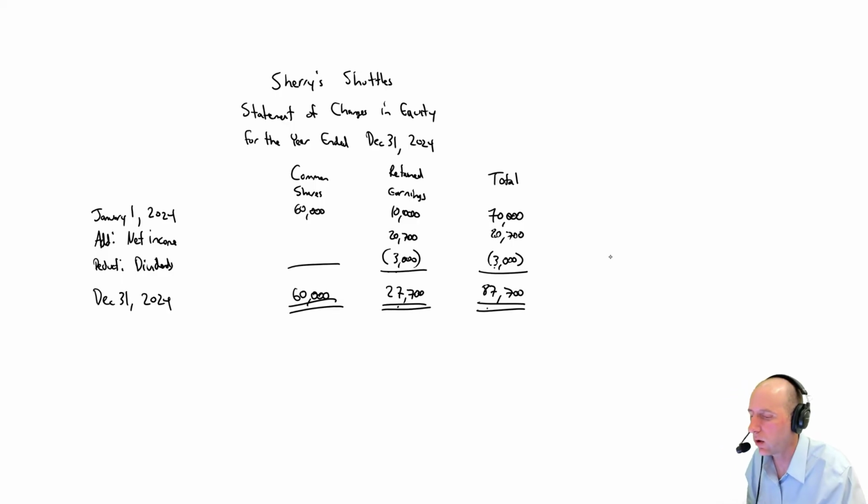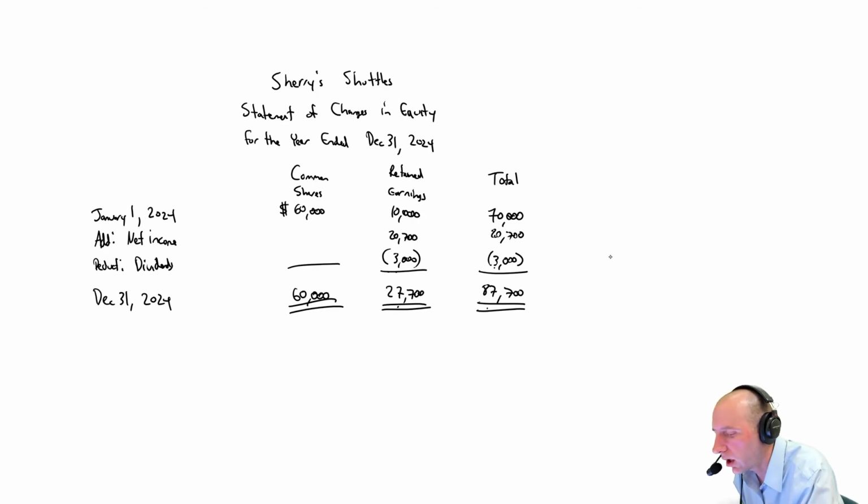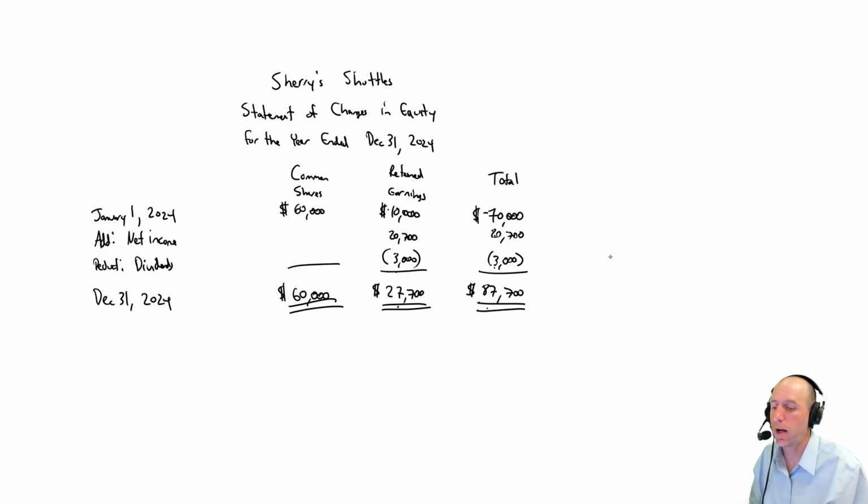These are final ending amounts. Dollar sign at the top of each column, and we have 1, 2, 3 columns, and dollar sign beside the bottom line of our financial statement right there. And there we have it. We have prepared a good statement of changes in equity. In our next video, we'll tackle the balance sheet.